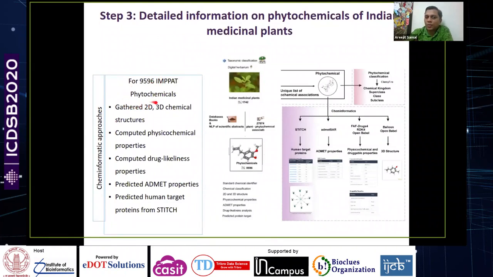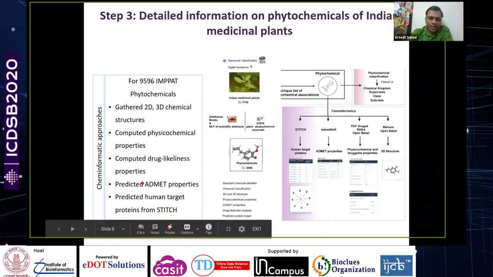You can gather the 2D and 3D structures. You can compute a lot of physicochemical properties. You can compute the drug likeness. You can predict the ADMET properties. You can also predict human target proteins using various resources. And all that information was gathered and put into our database.